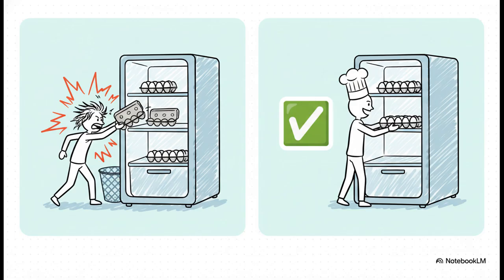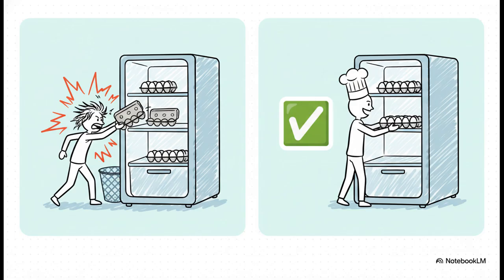Roommate 1 puts their eggs in. Awesome. But then roommate 2 walks in, and they literally take roommate 1's eggs and throw them straight into the garbage just to make room for their own. No joke, this is exactly why your standard chatbots forget previous messages. The new message physically overwrites the old one.